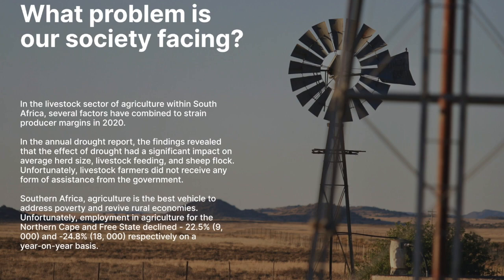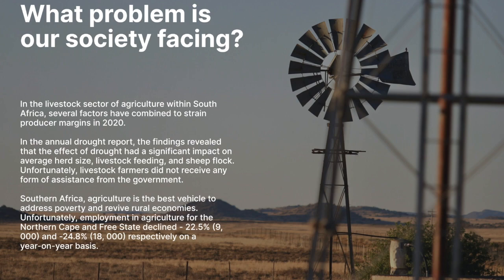So what is the problem our society is currently facing? So in the livestock sector of agriculture within South Africa, several factors have combined to strain producer margins. In the annual drought report, the findings revealed that the effect of the drought had a significant impact on the average herd size, livestock feeding, and sheep flock. Unfortunately, livestock farmers did not receive any form of assistance from the government.